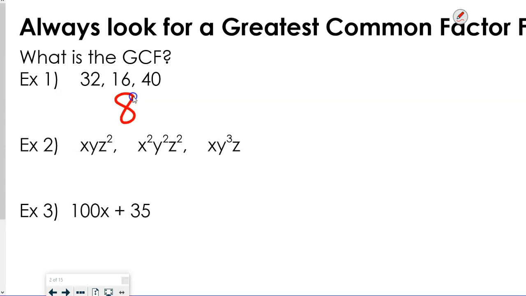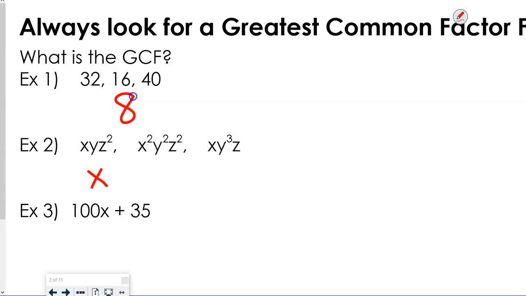Then when we look at example 2, we want to see what is the biggest term that is actually in every single one of those expressions. So we've got an x in all three and only an x to the first. We've got an x to the second in the middle term, but it's not in all of them. So we can write x.